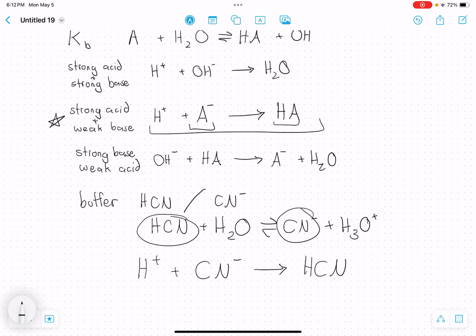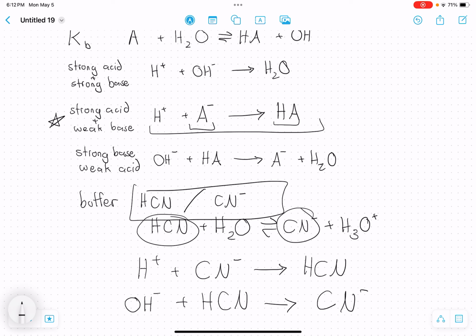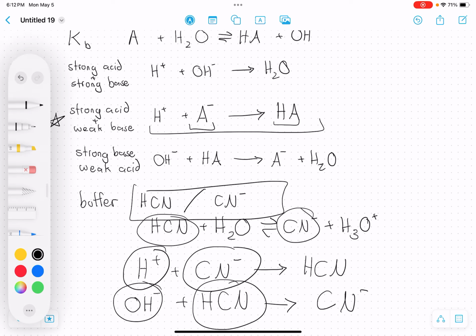If you had this buffer solution and you said, let's add a strong base to it, in that instance, the strong base would react with the acid side and form CN minus. This is simply because you always have to have an acid and a base. So if you're adding acid, you have to react it with the base. If you're adding base, you have to react it with the acid. And these are like the consumption steps if you were adding a strong acid or strong base to an existing buffer. Okay, hopefully that helps. Feel free to email me with a clarifying question if you need to.